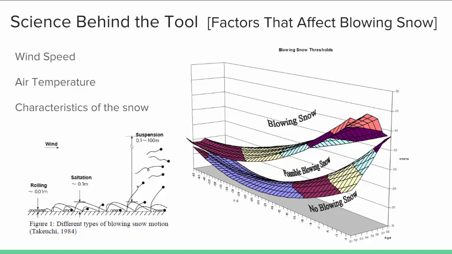The ability for snow particles to become suspended and associated lowering visibility is also affected by air temperature and the characteristic of the snow. As you can see from the blowing snow thresholds figure, calculated by Dave Begley from Environment Canada, temperature and snow age also influence the likelihood of blowing snow. For example, given a constant wind speed and snow age, the likelihood of blowing snow will decrease with increasing temperature, or in other words, it requires a greater wind speed near 0 degrees Celsius to produce a lower visibility from blowing snow than it would at minus 15 degrees Celsius.